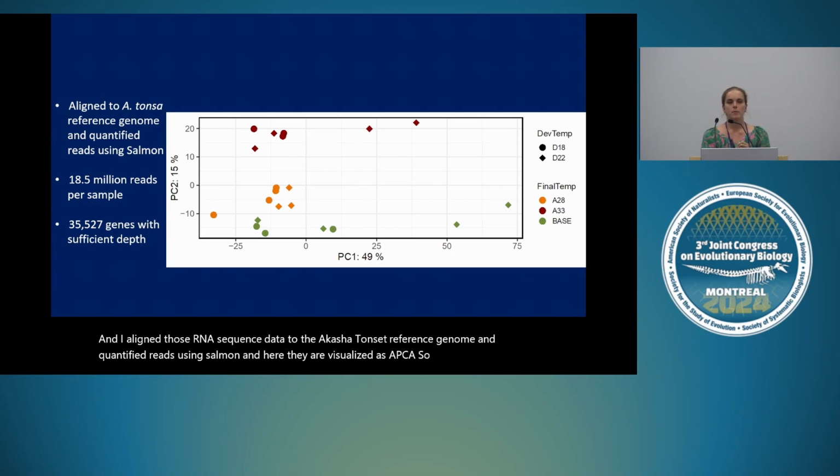So here the shapes represent developmental temperature. The circles represent animals that were developed at 18 degrees Celsius, and the diamonds represent animals that were developed at 22 degrees Celsius. And the colors in this PCA are the final temperature. So base refers to baseline, so either 18 degrees or 22 degrees. Orange are animals that went through that 1-hour exposure to 28 degrees Celsius, and 28 degrees Celsius represents kind of a warm day in their current environment. And in red, we see data from animals that went through 33-degree exposure, and 33 degrees is kind of a warm future condition day in their current environment.